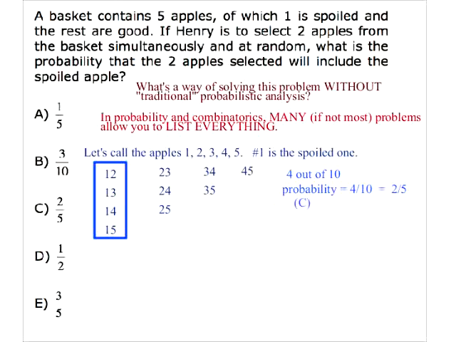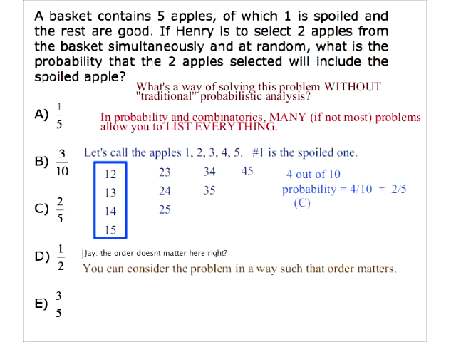The only time you have to be really concerned with the issue of whether order matters is if you're looking at a problem about combinatorics and they ask you how many ways. Because if the answer is how many ways, then if the order does matter, there are more ways. But if it's probability, that's a ratio, so it shouldn't make any difference, really. So you can consider the problem in a way such that order matters, if you really want to. There's no reason why not.